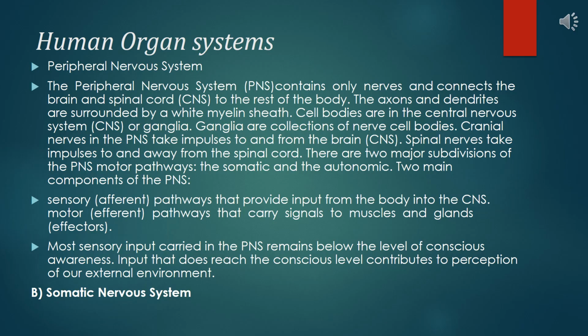Peripheral nervous system. The peripheral nervous system, PNS, contains only nerves and connects the brain and spinal cord, CNS, to the rest of the body. The axons and dendrites are surrounded by a white myelin sheath. Cell bodies are in the central nervous system, CNS, or ganglia. Ganglia are collections of nerve cell bodies.